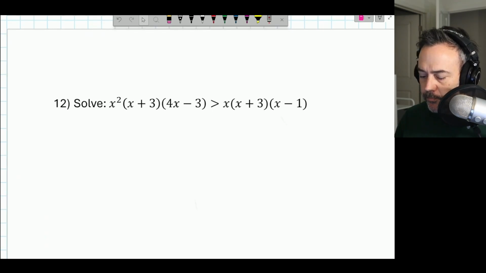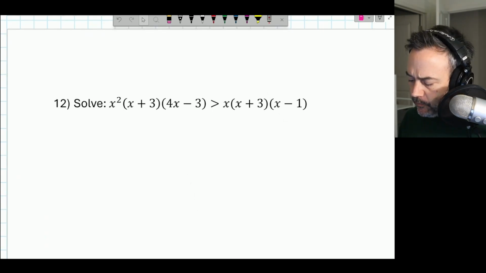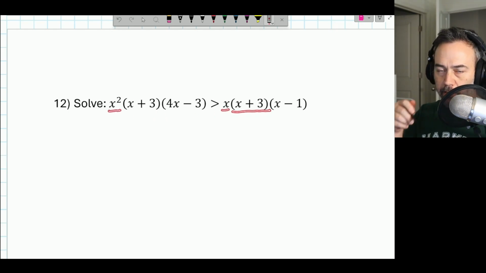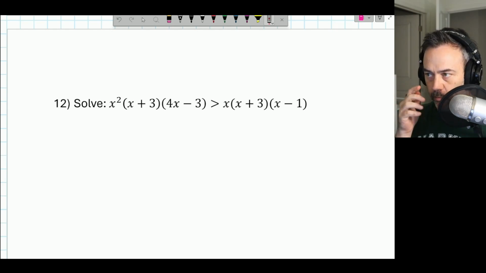Let's solve this. Great, inequality. Do you notice any common factors? I see this x plus 3, and I see this x plus 3. Those are in common. I see a factor of x here, and I see a factor of x here. There's 2 factors of x, but there's one in common.